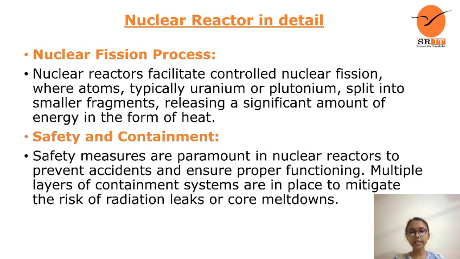So, nuclear reactor in detail. Nuclear fission process. Nuclear reactors facilitate controlled nuclear fission, where atoms, typically uranium or plutonium, split into smaller fragments, releasing a significant amount of energy in the form of heat. Safety and containment. Safety measures are paramount in nuclear reactors to prevent accidents and ensure proper functioning. Multiple layers of containment systems are in place to mitigate the risk of radiation leaks or core meltdowns. So once there was a nuclear power plant disaster that took place because of mishandling or uncontrolled nuclear fission, and that took place in Chernobyl in Ukraine.